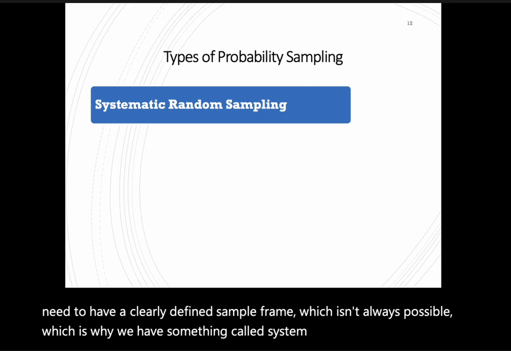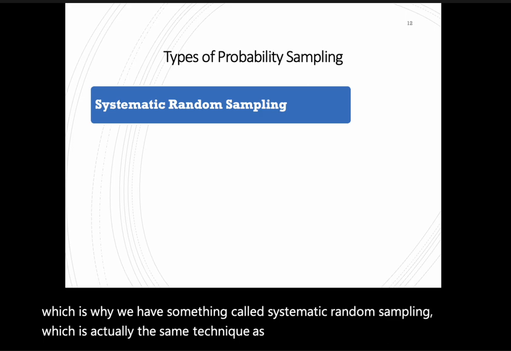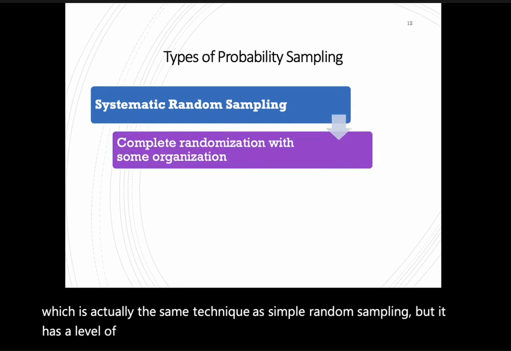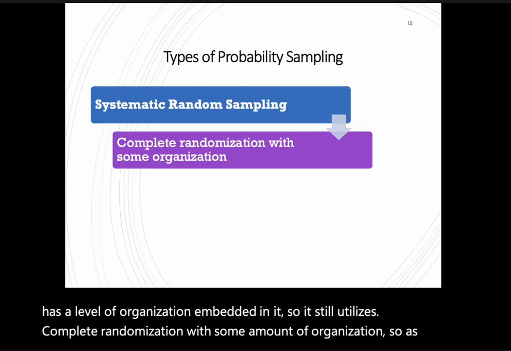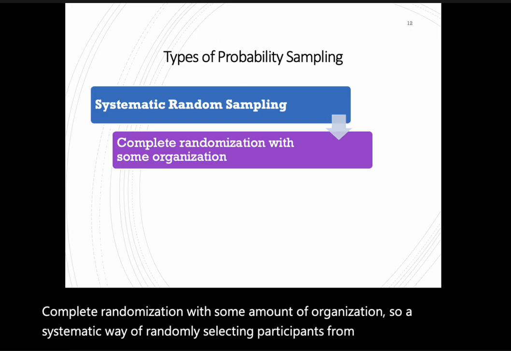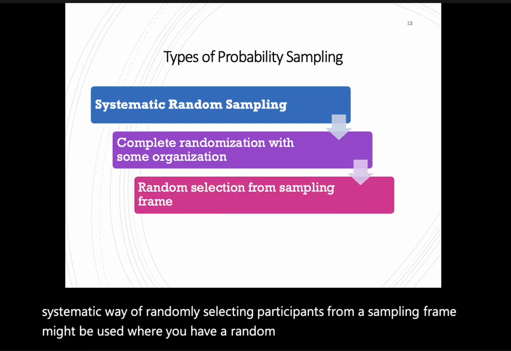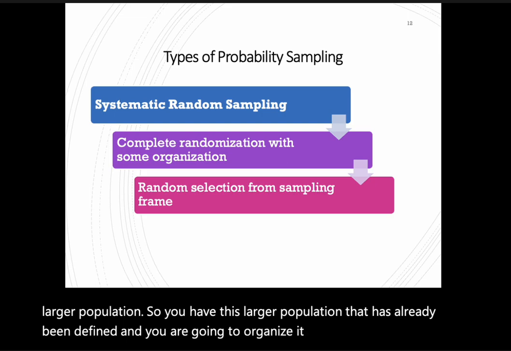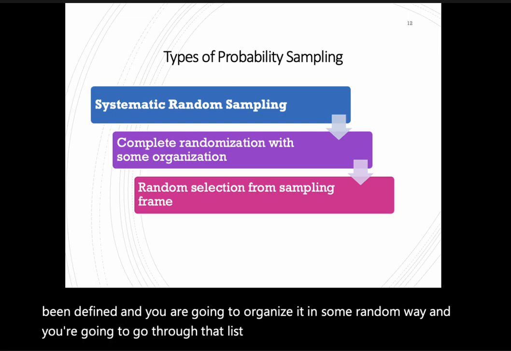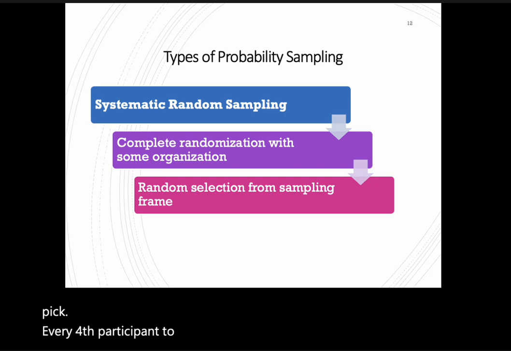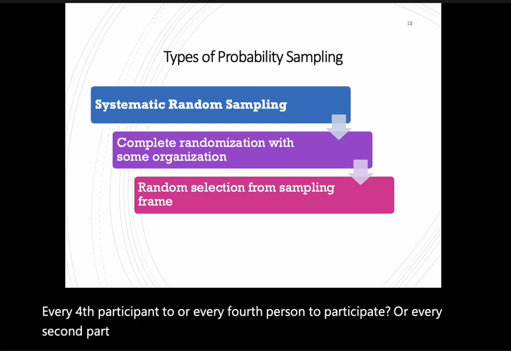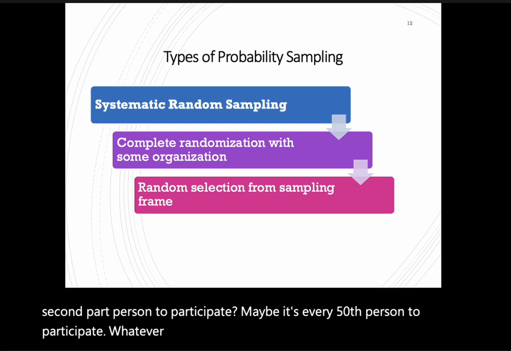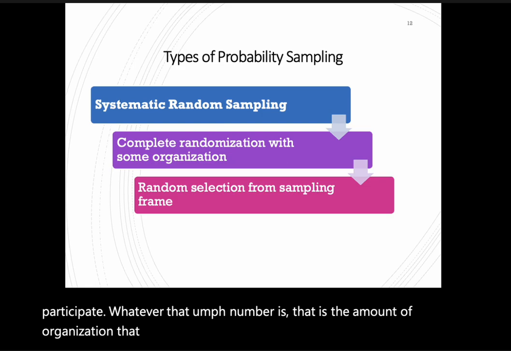called systematic random sampling, which is actually the same technique as simple random sampling, but it has a level of organization embedded in it. So it still utilizes complete randomization with some amount of organization. So, a systematic way of randomly selecting participants from a sampling frame might be used, where you have a random selection of participants from a larger population. So you have this larger population that has already been defined, and you are going to organize it in some random way, and you're going to go through that list and you're going to say, I'm going to pick every fourth person to participate, or every second person to participate. Maybe it's every 50th person to participate. Whatever that nth number is, that is the amount of organization that you're adding to systematic random sampling.